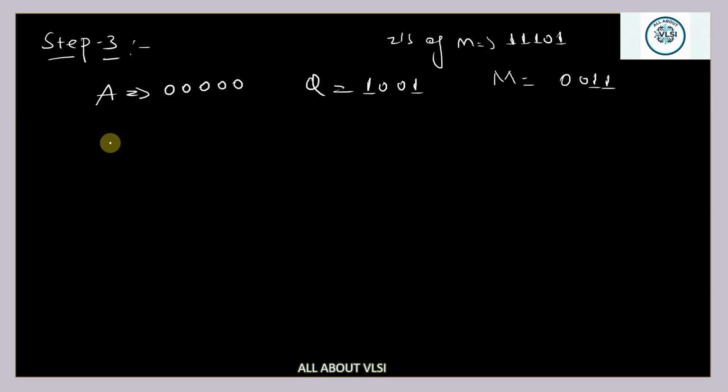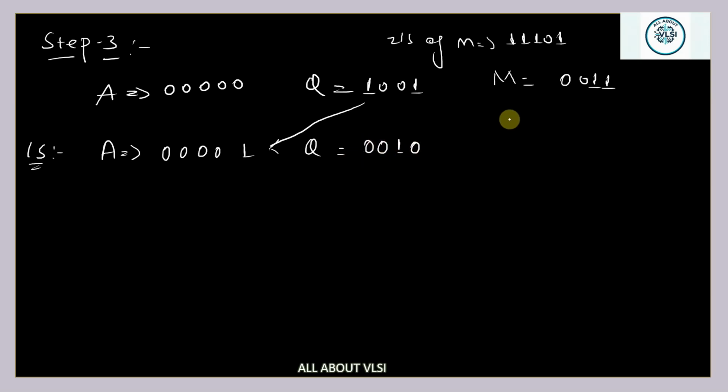Now again, perform the left shifting operation. So what are we going to get if we perform left shifting? It is nothing but 0000, and this 1 will be shifted over here. And the quotient will be equal to 0010. This is my quotient value.